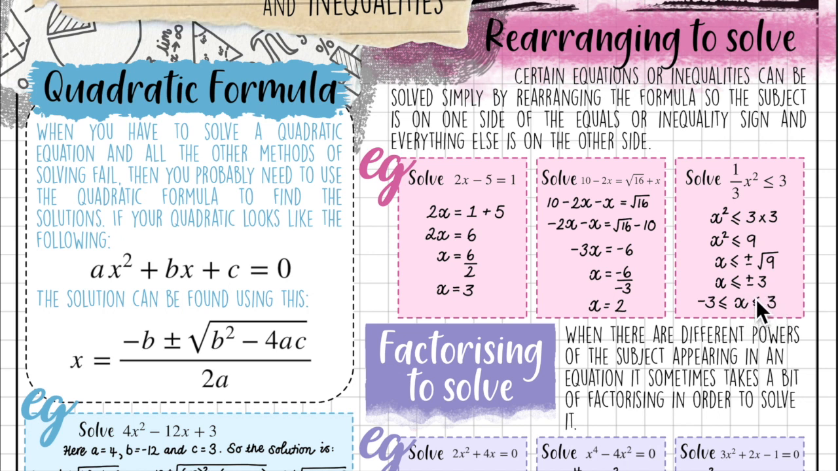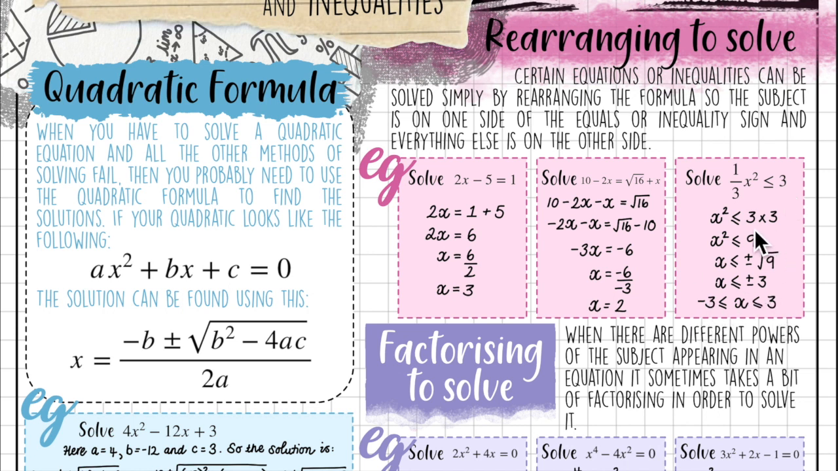Once again, we can check these solutions are correct by putting values of x back into our original inequality. So if we take x as minus 3, which is a correct solution, this inequality becomes 1 over 3 times by minus 3 squared. Minus 3 squared is 9, so we get 9 divided by 3. So this left-hand side becomes 3. So the original inequality reads 3 is less than or equal to 3, which is true. So that's a fine solution.